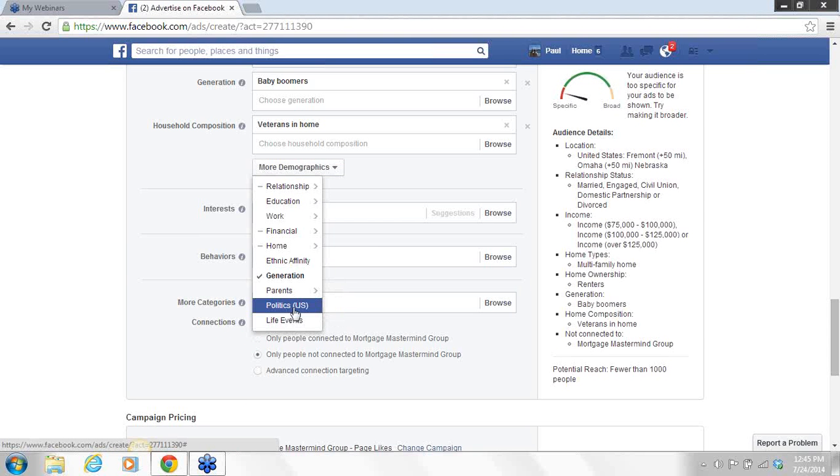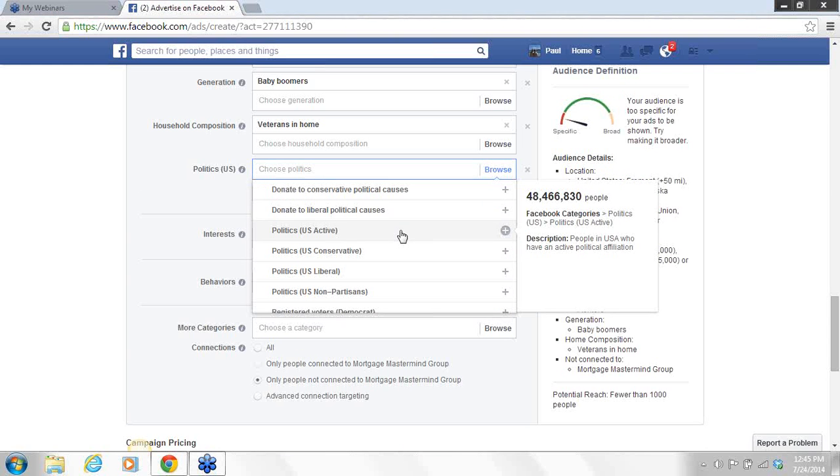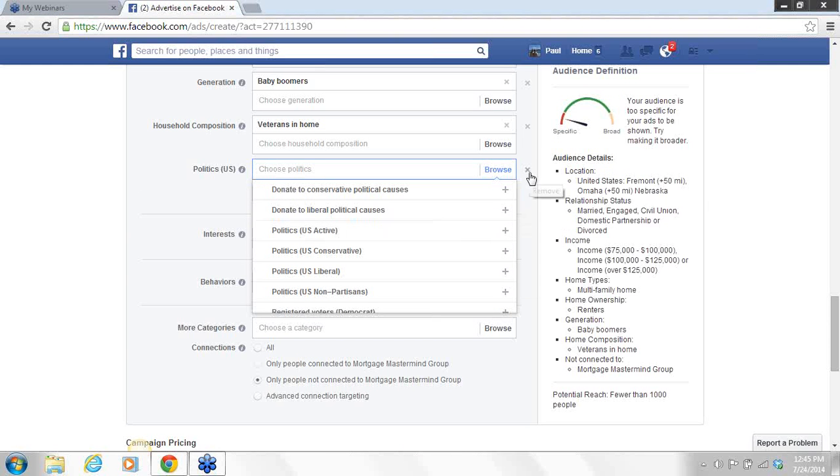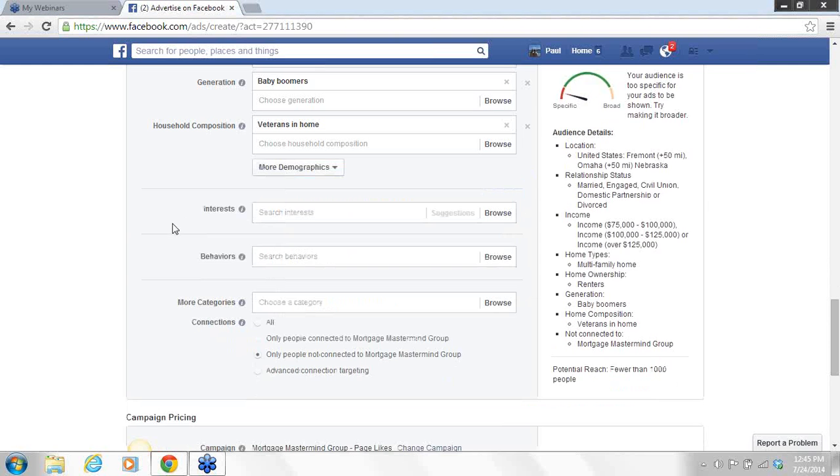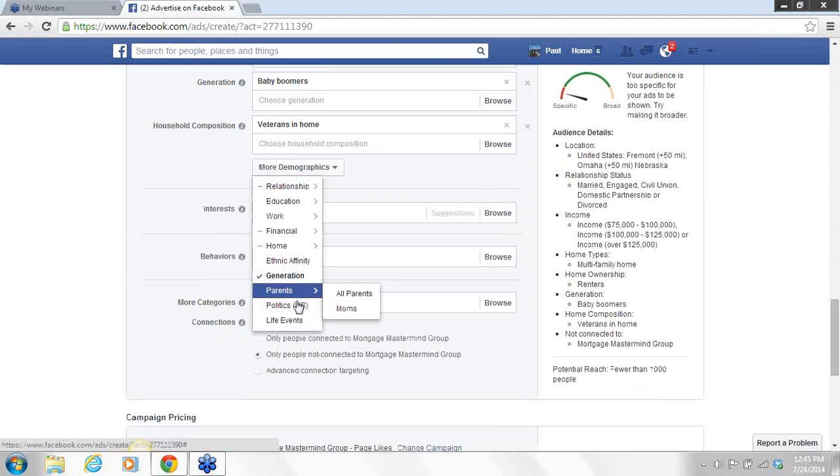Politics, you guys know me, I stay away from politics. I'm not looking to target people based on whether or not they're Democrats or Republicans or whether or not they donate to political groups. I stay away from the politics stuff. It doesn't make any difference to me whether they're Republicans or Democrats. I'll sell them a house. I'll do their loan for them.